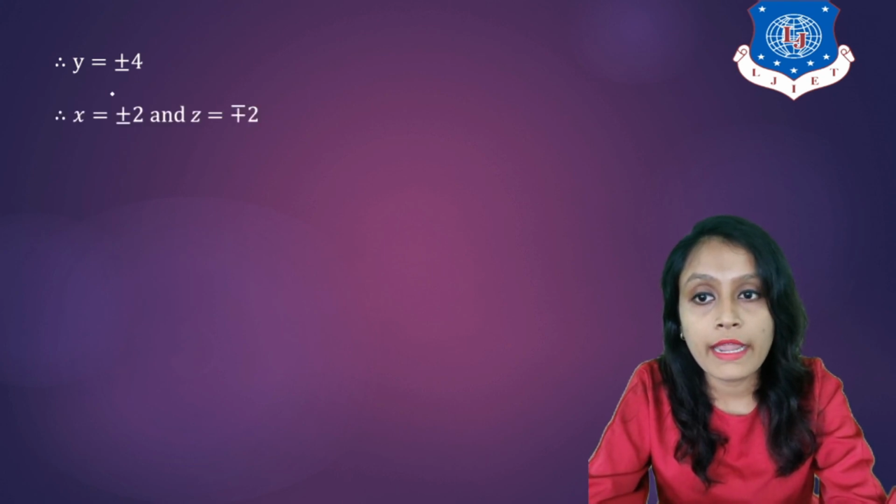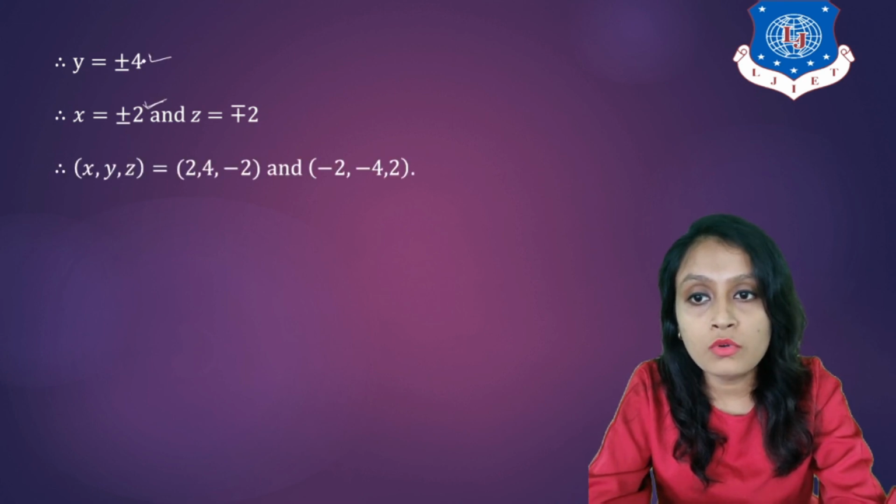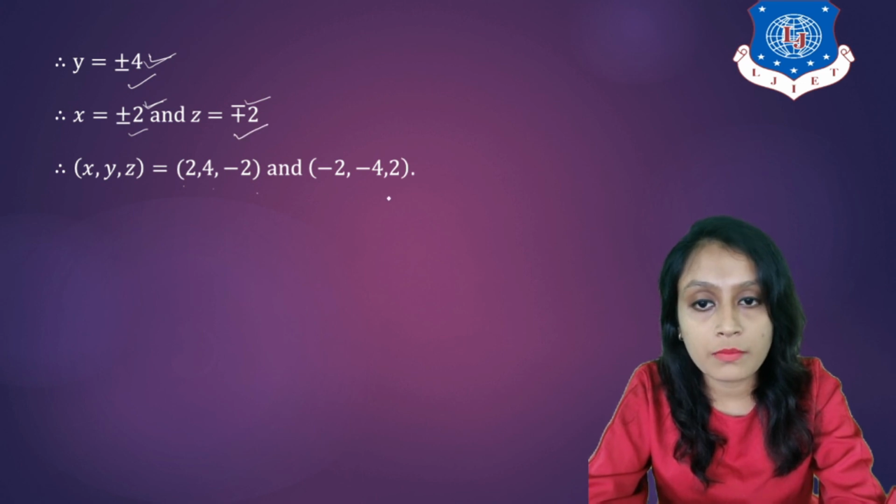And from that equation, you will get x is equal to plus or minus 2 and z is equal to minus plus 2. So from here you will get 2, then 4, and this minus 2. So first point is (2, 4, minus 2), and the next point is (minus 2, minus 4, and plus 2). So you will get this another point.